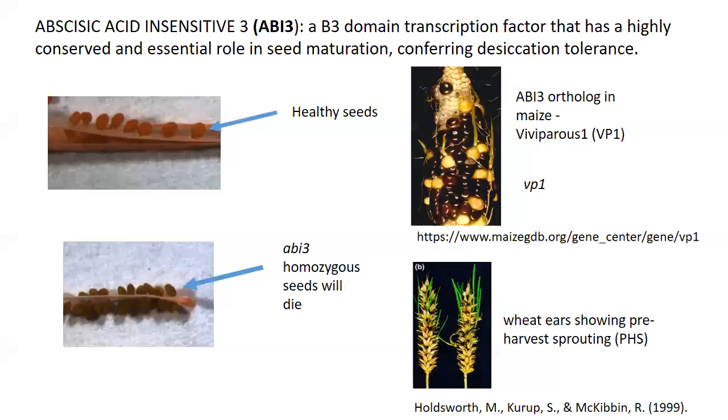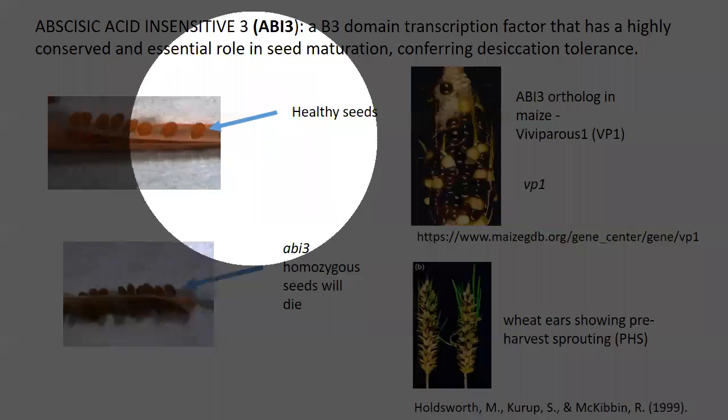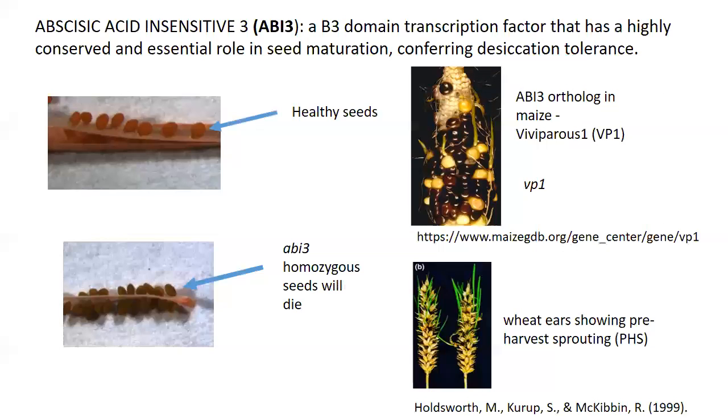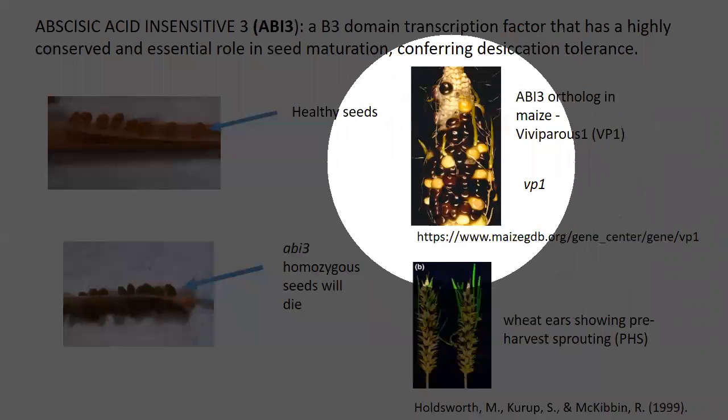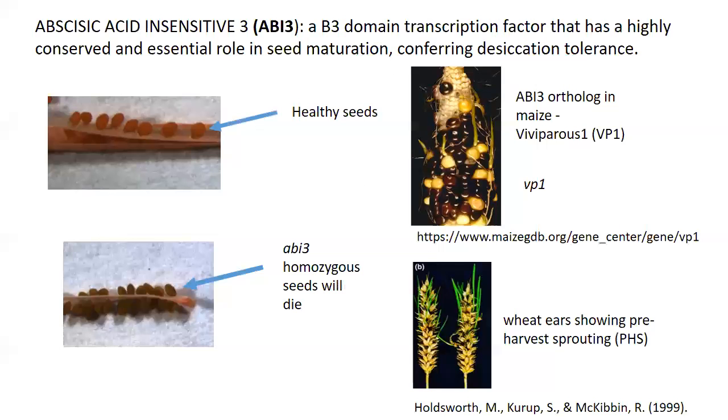As I mentioned, this protein is also in other plants. This picture shows ABI3 in maize, called viviparous one. When this gene was mutated, we could see the seeds already germinate on the plants, before maturation. And a similar thing happens even in wild type wheat. This is called pre-harvest sprouting. This causes people to lose a lot of seeds, and the annual loss worldwide is about $1 billion.